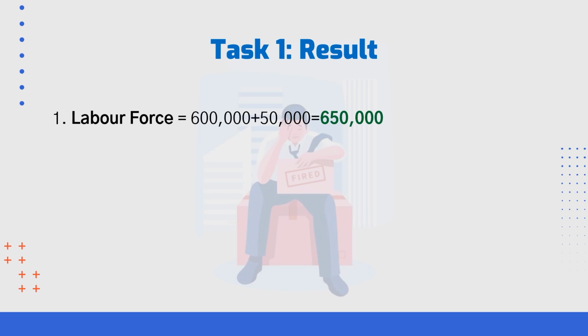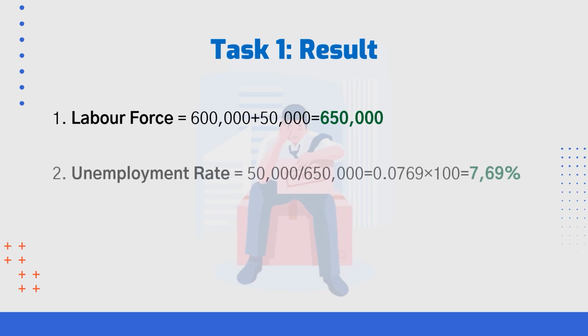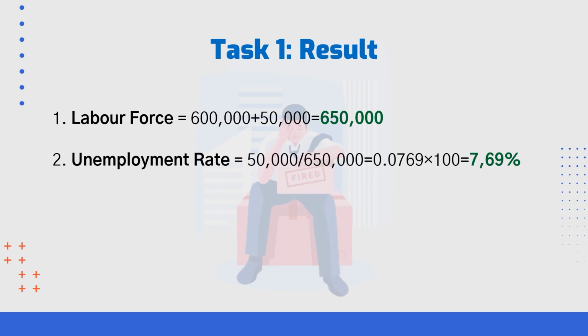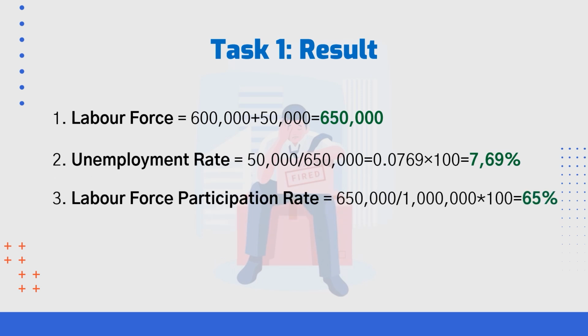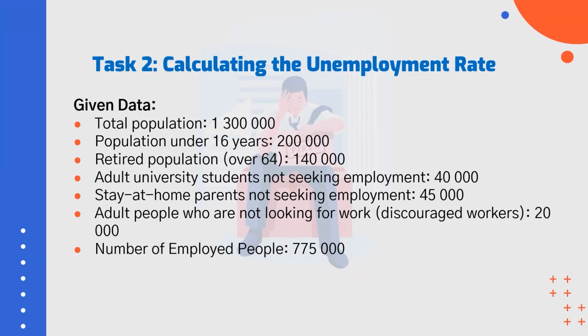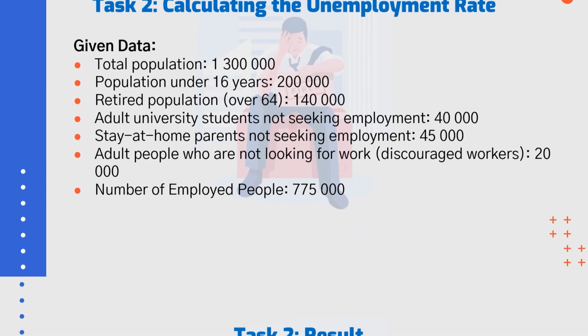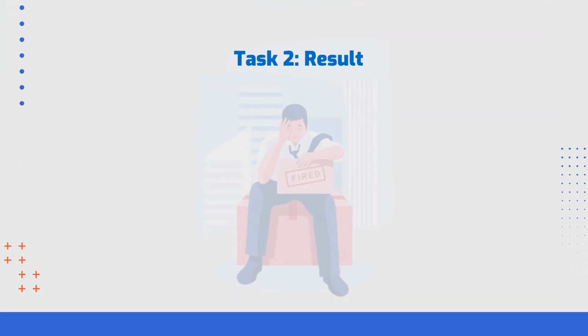The unemployment rate in this particular scenario is 7.69%, and the labor force participation rate is 65%. So since it's a video lecture, I'm already providing you with the answers. So utilizing these data, try to determine the same values. In this case, I'm talking about the working age population.